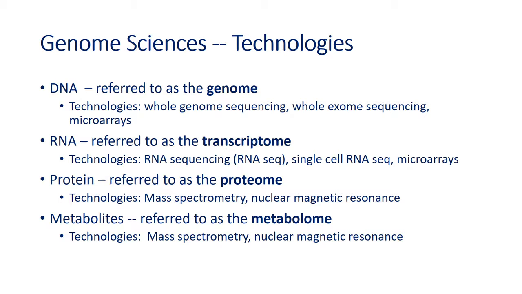Several technologies have been developed to comprehensively analyze various molecules rapidly and accurately. For DNA, whole genome sequencing, whole exome sequencing, and microarrays may be used to analyze the genome. For RNA, RNA sequencing, or RNA-seq, single-cell RNA-seq, and microarrays may be used to analyze the transcriptome. For proteins and metabolites, mass spectrometry and nuclear magnetic resonance may be used to analyze the proteome and metabolome, respectively.